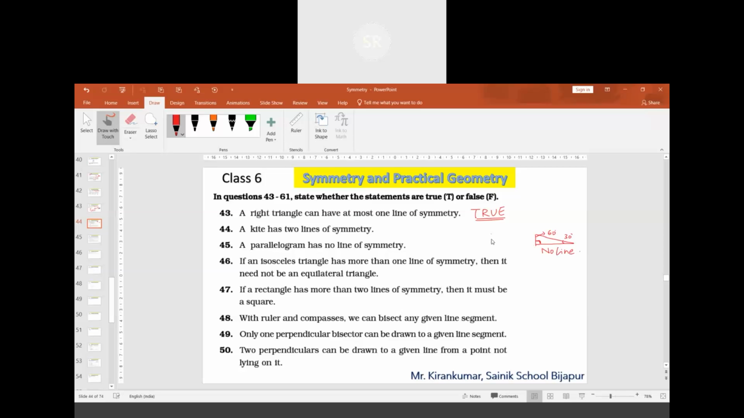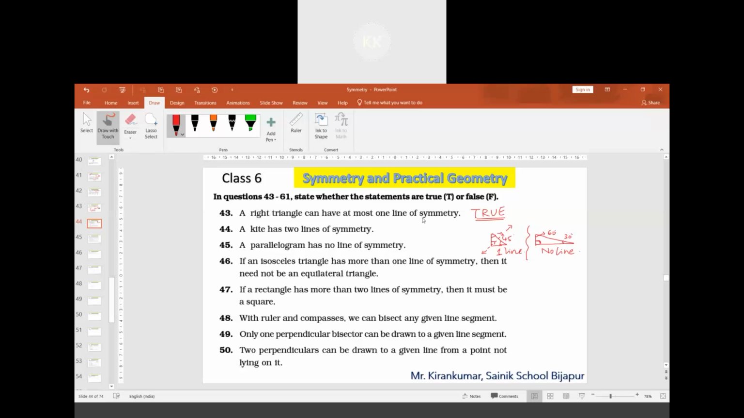If I have another right angle triangle where the angles are 45 degrees each, now we can make one line of symmetry, which passes through the vertex at 90 degrees. So one line of symmetry. At most, how many lines of symmetry? Maximum there could be one line of symmetry. That is why the statement is true.